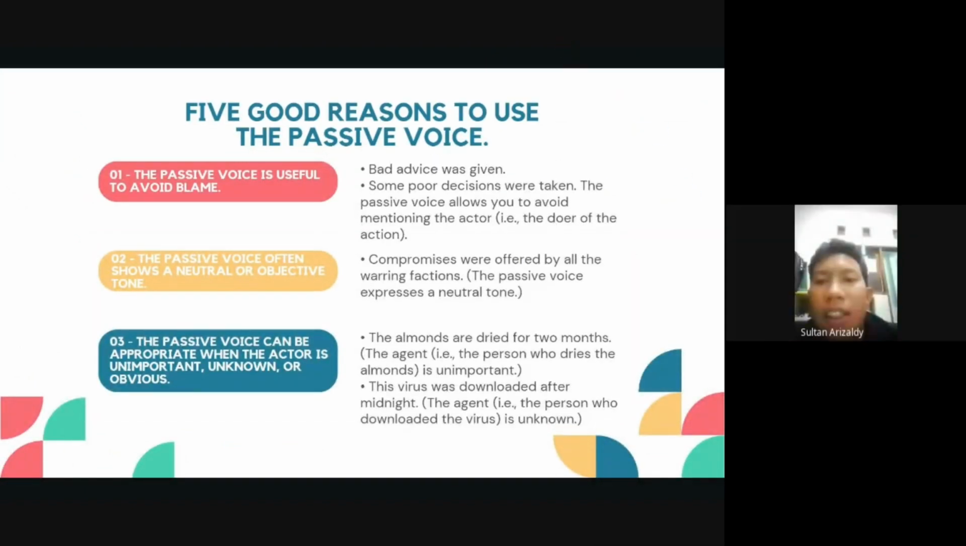Five good reasons to use the passive voice. First, the passive voice is useful to avoid blame. Two, the passive voice often shows a neutral or objective tone. Three, the passive voice can be appropriate when the actor is unimportant or obvious.